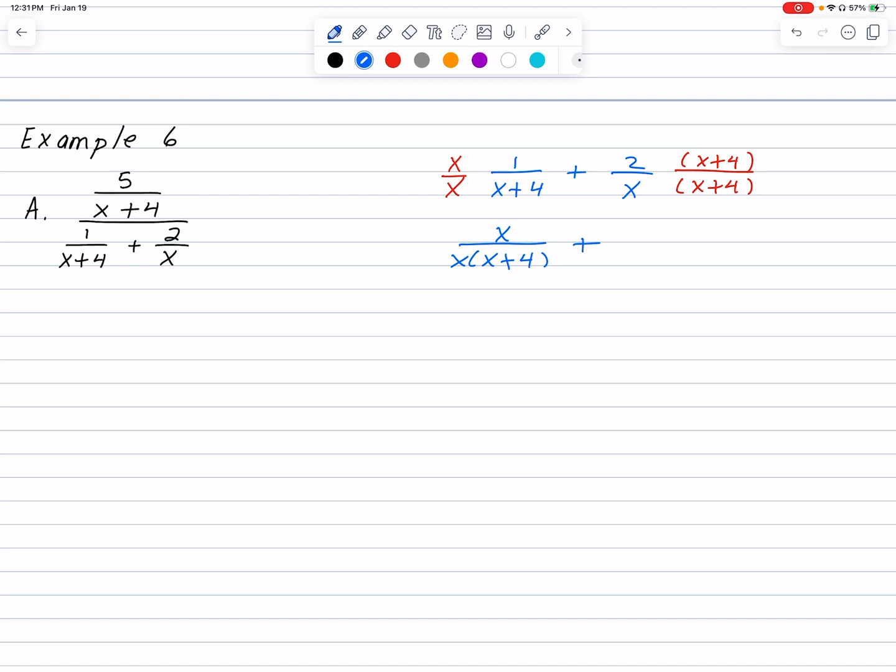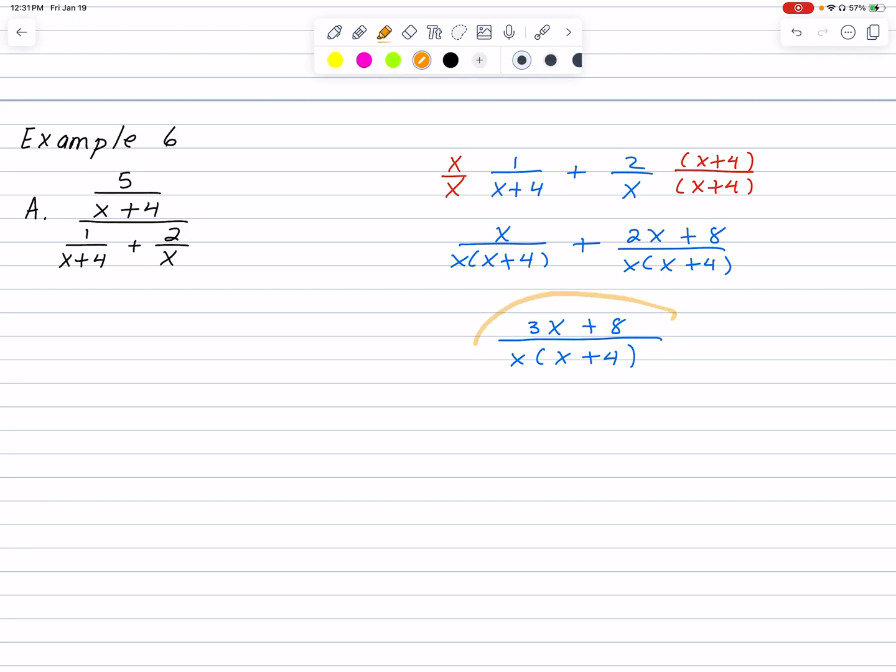For the second fraction, I'm going to distribute that 2, so I get 2x plus 8 over x times x plus 4. Because the denominators are the same, I'm going to end up with 3x plus 8 over x times x plus 4. So I'm going to take that scratch work that I just figured out, and I'm going to replace this denominator with that.